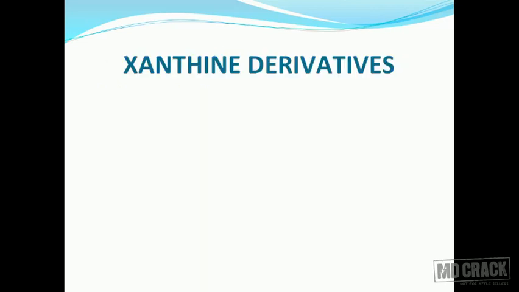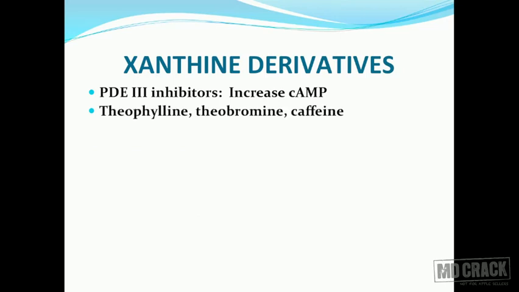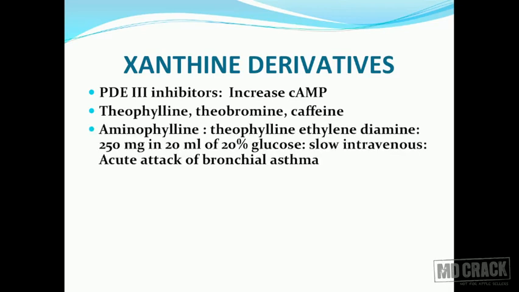asthma. The second group in the bronchodilators was the xanthine derivatives, and these are inhibitors of phosphodiesterase, and they lead to an increase in cyclic AMP, namely theophylline, theobromine, caffeine. And the last one, important to remember, is aminophylline. Once upon a time, this aminophylline was the drug of choice for acute attack of bronchial asthma. What's aminophylline? It's a soluble derivative of theophylline, theophylline ethylene diamine. And the dose is 250 milligrams in 20 milliliters of 20% glucose injected by a very slow infusion by intravenous route of administration for acute attack of bronchial asthma.